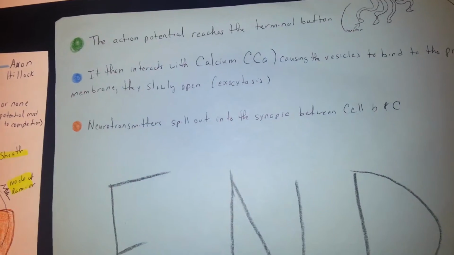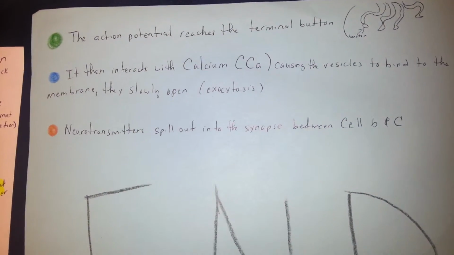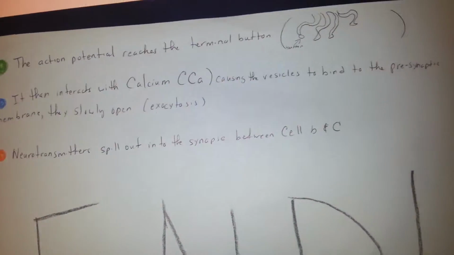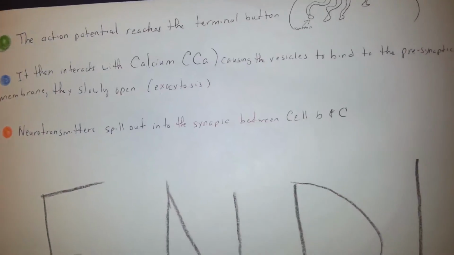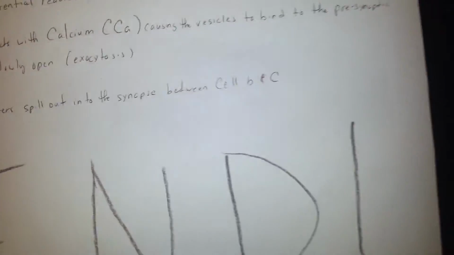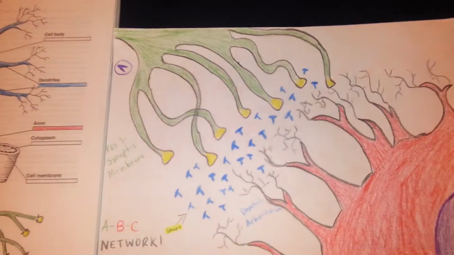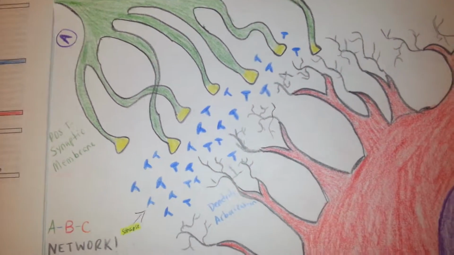It then interacts with calcium, causing the vesicles to bind to the presynaptic membrane. Then they begin to slowly open through a process called exocytosis. Neurotransmitters spill out into the synapse between cell B and cell C. So basically, what happened in the beginning happens at the end. You know, where it started is where it will finish and where it will start again.